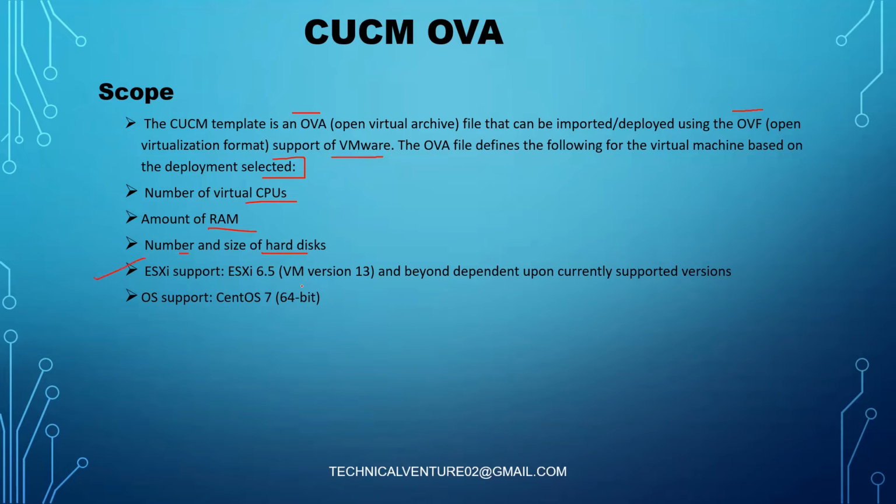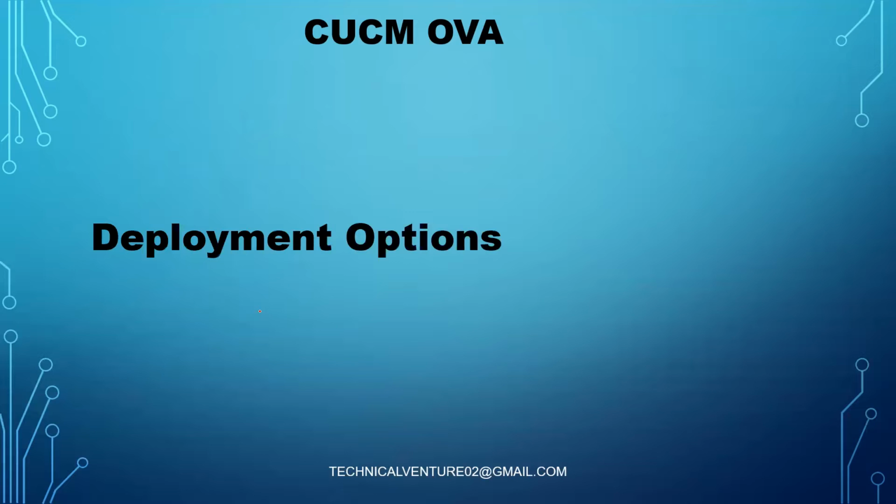So here, ESXi 6.5 and VM version 13 and beyond, dependent upon the currently supported version, and OS support would be CentOS 7 64-bit. So these are the things it will check whenever you select the proper deployment of the virtual machine, right? So OS support is CentOS, and I believe after 9.1 it got changed to RHEL. That's what we will discuss as well. Okay, so what are the deployment options? We will discuss those things first.